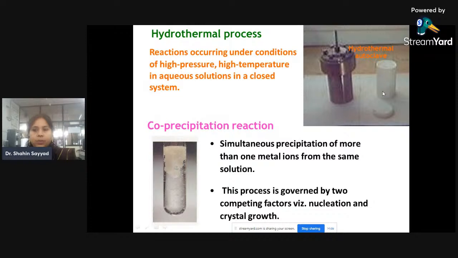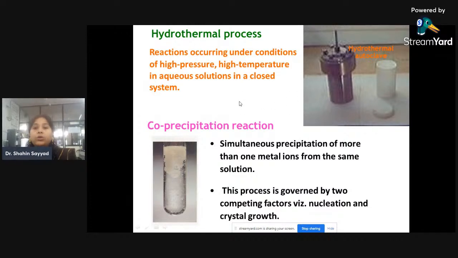A Teflon cup, which we call the Teflon liner. And inside this Teflon liner, we are placing the solvent, a solution. Okay, so the precursor is dissolved in water. So it is the hydrothermal process. Hydro means water, thermal means temperature. So if you dissolve the precursor in water and give thermal treatment, it is the hydrothermal method.